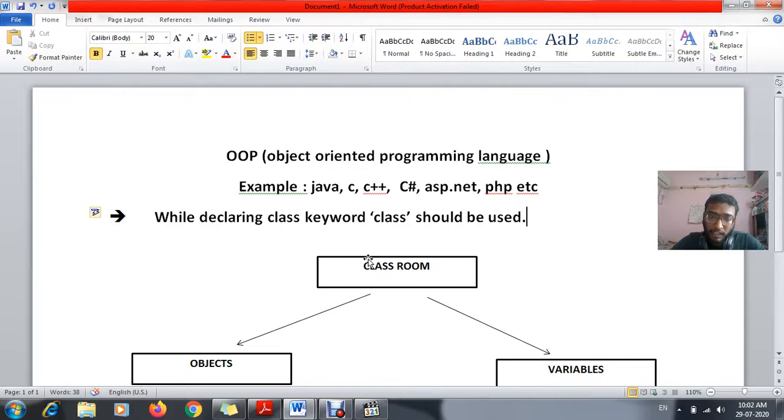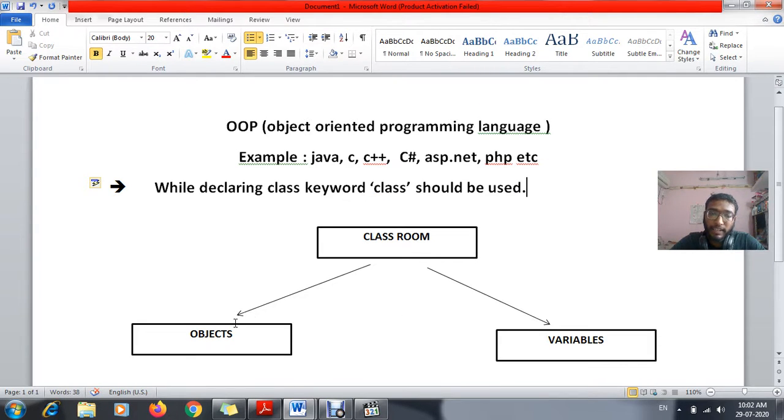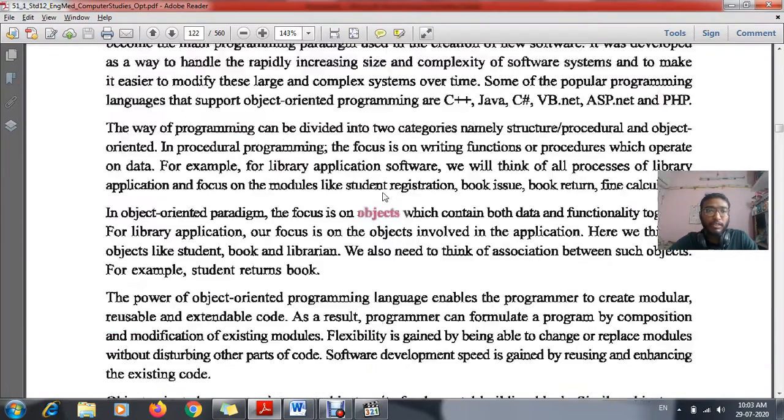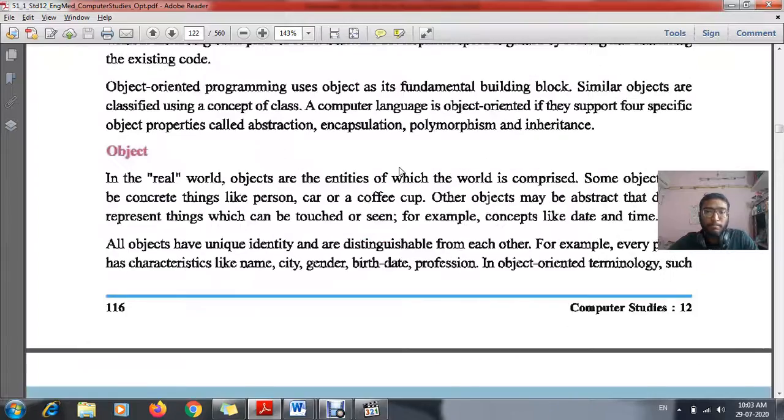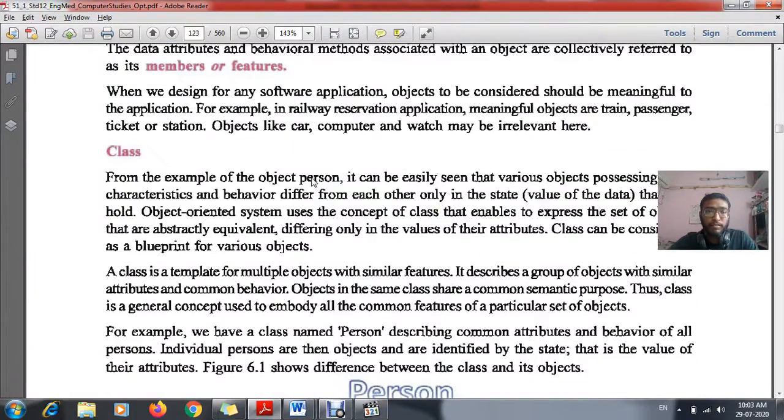Okay, inside this class we will be declaring many objects and variables. That means, as I told you, in your classroom we will be having many objects, that is your chair, table, such things will be there. And along with that, we students will also be there. That means the whole group of things, the objects and the students, come together and form a classroom. Okay, this is the first topic, that is class, for declaring a class.